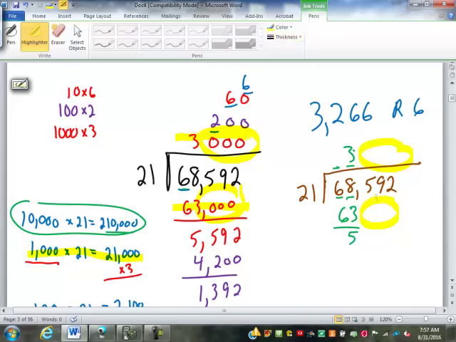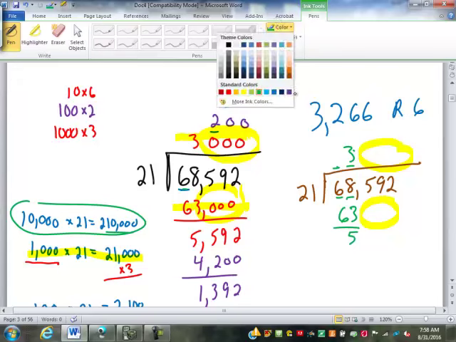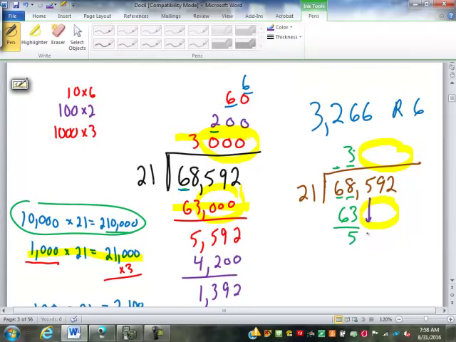Now, since we didn't have those zeros, we didn't bring down the 5, 9, and 2. So in this process, we bring down the next digit, which is the 5. Now, most of us are taught just to bring down the digit. I always put this arrow in. That way I can trace back what digit I brought down.